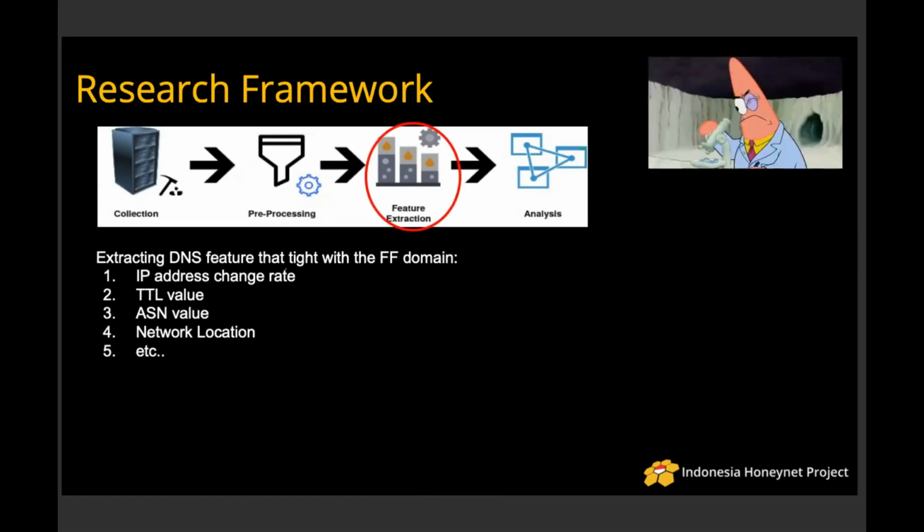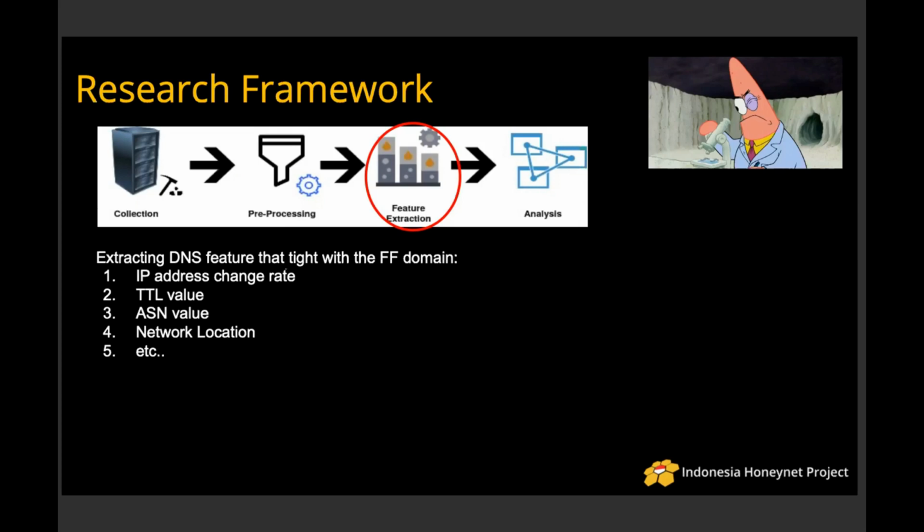And then, okay, so we slimmed down our data sets. Now we got something that we can focus on. So the result of the previous stages, we will start to extract the DNS features that tie with the fast flux domain. For example, IP address change rate, TTL value. We also get the TTL value from the result, the ASN value, network locations, and so on. This feature is actually used by previous research to detect fast flux domain.